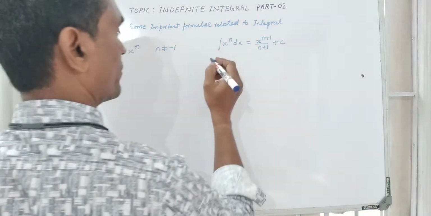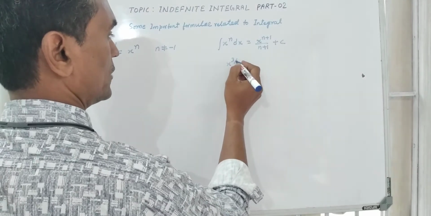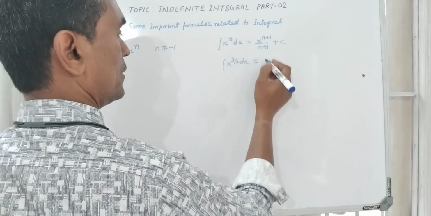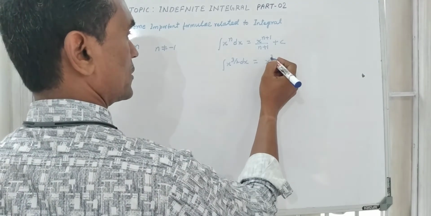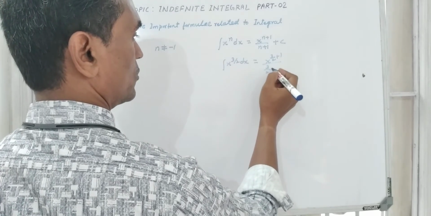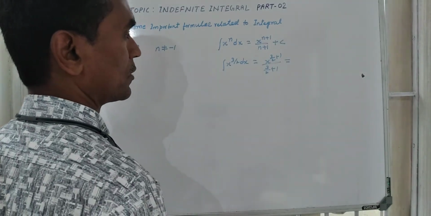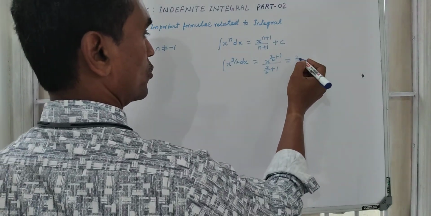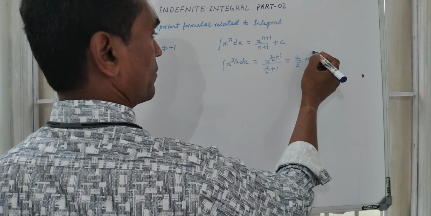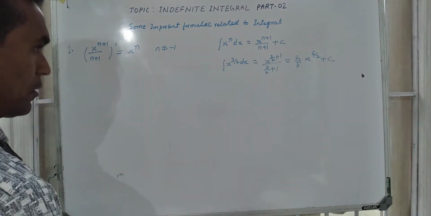This we can apply in some questions, like integral of x to the power 3 by 2. x to the power 3 by 2 plus 1 by 3 by 2 plus 1. So here 3 by 2 plus 1 is 5 by 2. So 2 by 5 and x to the power 5 by 2 plus constant of integration.